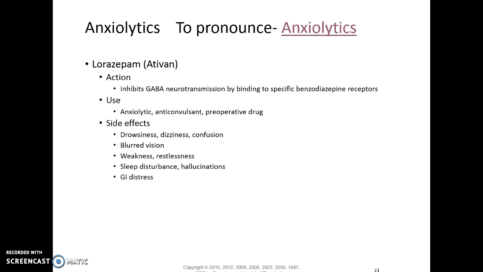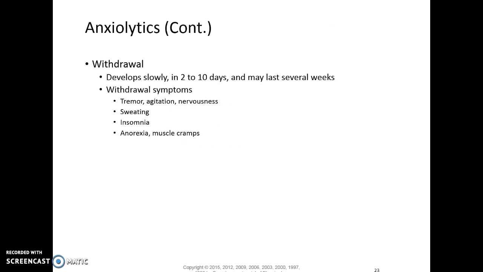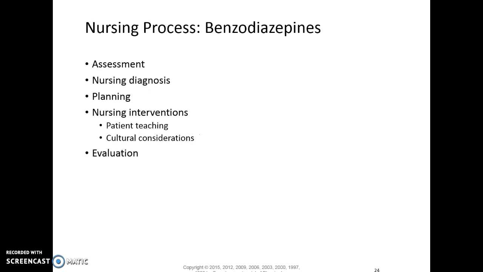The action of our benzodiazepine is going to inhibit GABA by binding to specific benzo receptors. So it's going to slow down those neurotransmissions of GABA in the brain. So you have your uses, your side effects, interactions, withdrawal. We have to take them off kind of slower. And then look at those withdrawal symptoms. This is what I'm used to seeing: tremor, agitation, nervousness, sweating, insomnia, anorexia, muscle cramps, and honestly the list goes on. And seizures can happen with abrupt withdrawal. So we have to teach our patients not to just stop taking it if they've been on it.